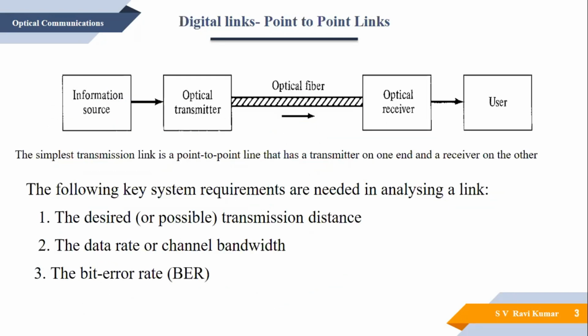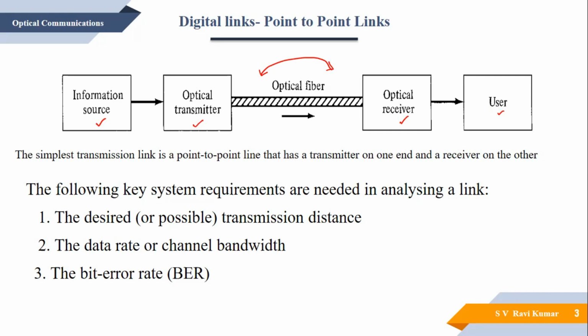Okay, so next, digital links. We are going to use point-to-point links. Whenever you take a small block diagram for point-to-point links, it has an information source connected to an optical transmitter. At the receiver side, you have an optical receiver and the user, the final destination. In between the two, you have an optical fiber, which is connecting our transmitter and receiver. This is the generalized block diagram for a point-to-point link.